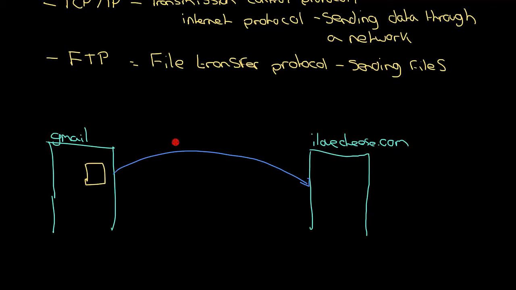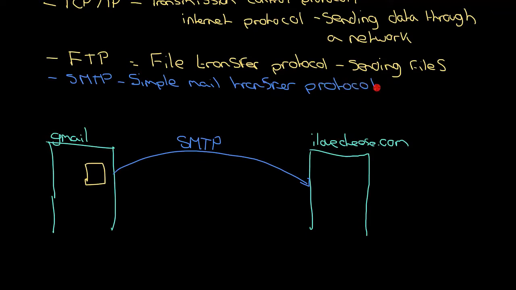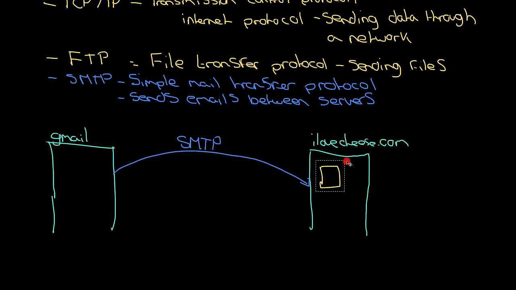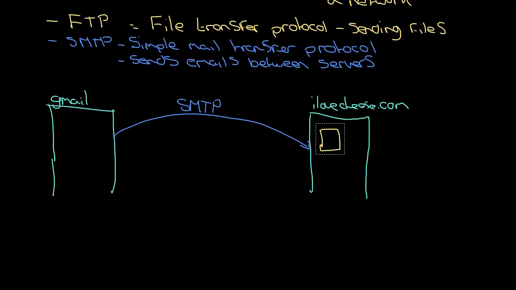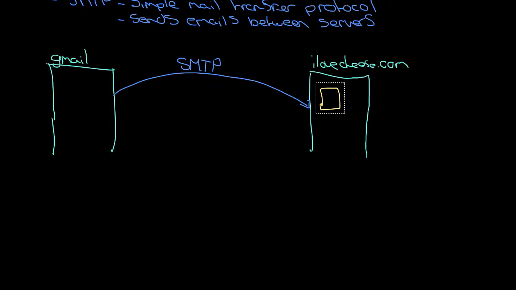To send that email to ilovecheese.com, there's only one real option, and that is using something called SMTP, Simple Mail Transfer Protocol. So that sends emails between email servers. And look, here's your email. It's just been sent by SMTP, so it's now there in ilovecheese.com. But now there's a couple of different options because you've not received your email yet.